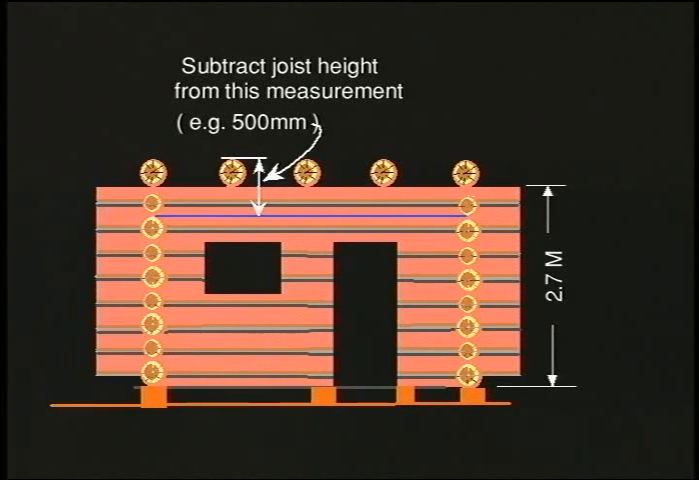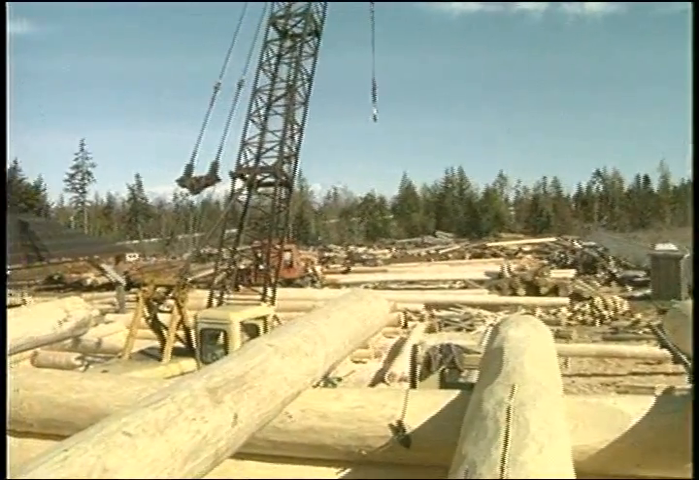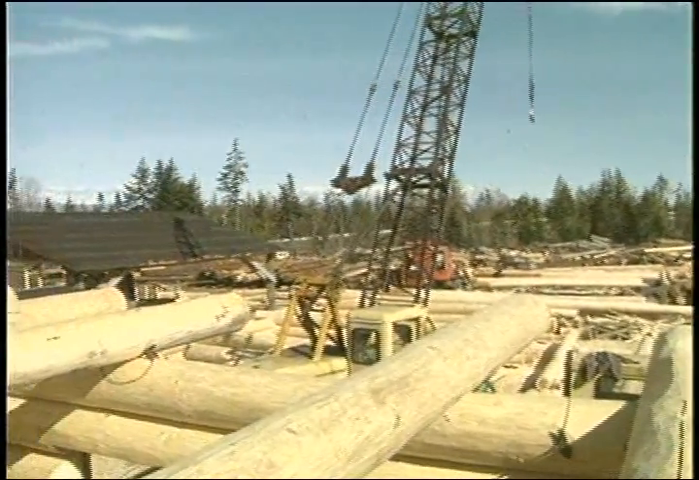Subtract 500 millimeters from the measurement at each joist, and the remainder will be the required scribe height. So the scribe setting for each joist may be different, but the setting should be the same at each end of one joist.